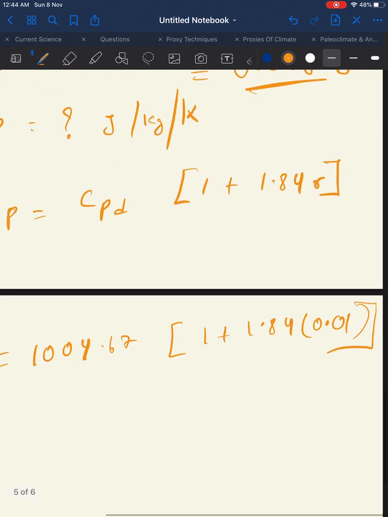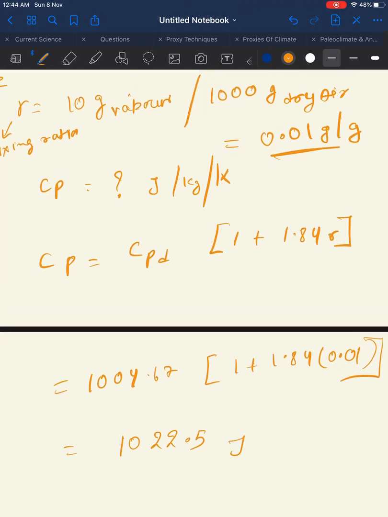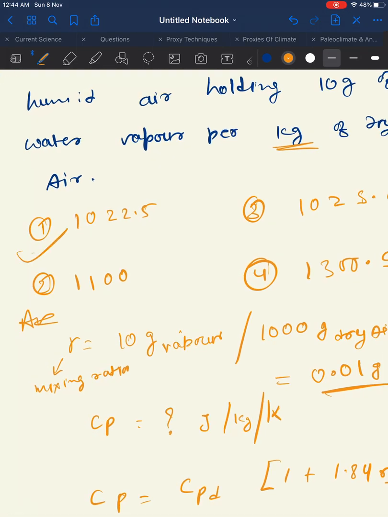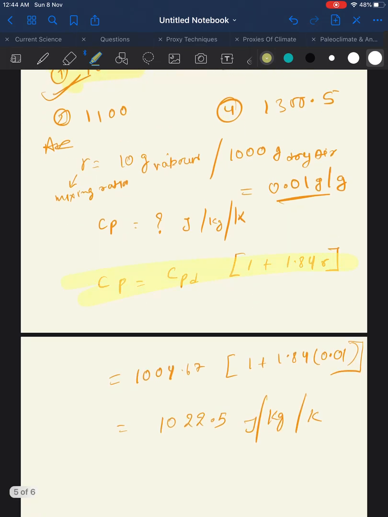Okay, is this clear? Now when you solve it, you will get 1022.5 joule per kg per Kelvin. So let's see which one is correct. So the first option is correct over here, that is 1022.5. So this is the formula, this you should know. Okay, this is easy. Both questions are similar type.